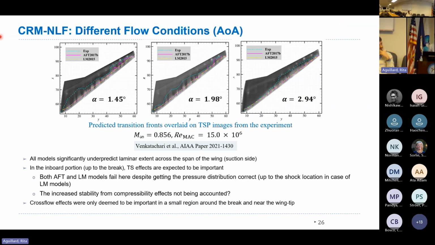Going back to the CRM-NLF, I'm showing the same thing run with these two popular transition models, the AFT and the crossflow-based LM model.